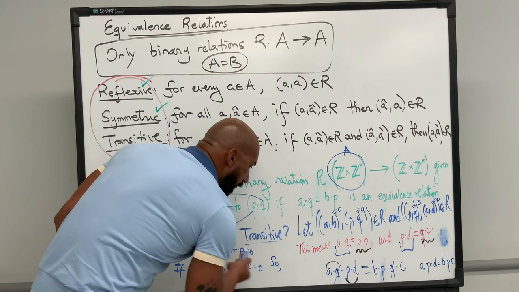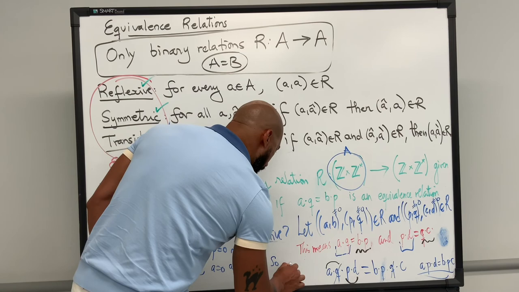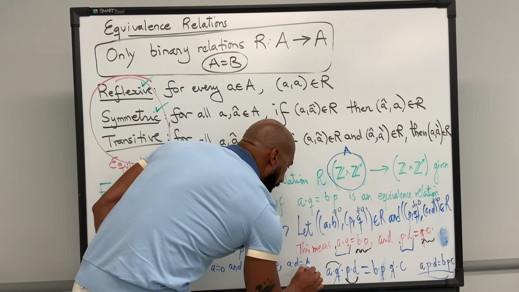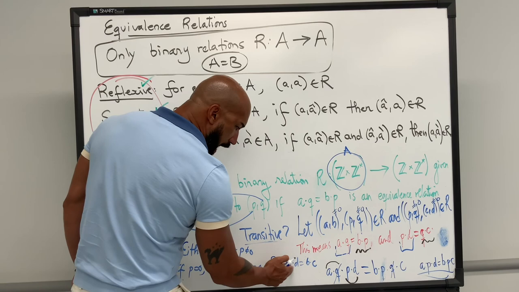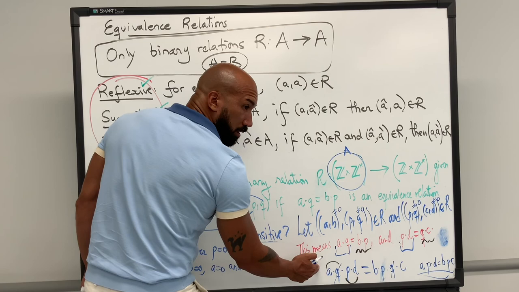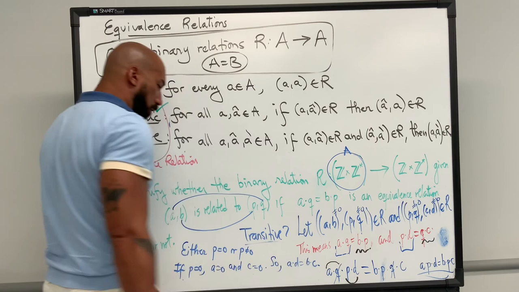So A times D is equal to B times C, because A is zero, C is zero, so A times D is zero times D, which is zero, B times C is B times zero, which is zero, so zero equals zero, so no problem. So far we are good.